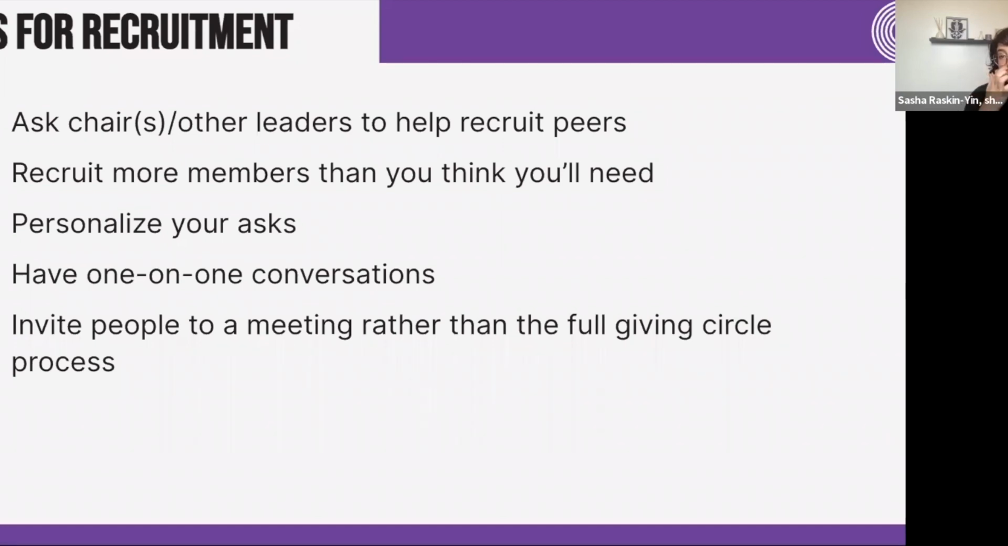Finally, it can be helpful to invite people to a meeting rather than a full Giving Circle process, especially if they're unsure. Your first Giving Circle meeting can be a cross between an info session and a first meeting of your Giving Circle, with an invitation to stay for the rest of the experience and make a contribution at the end of that meeting.